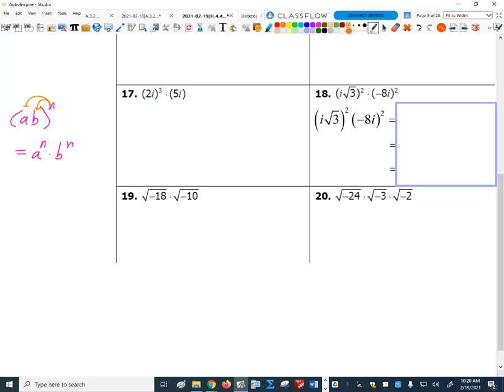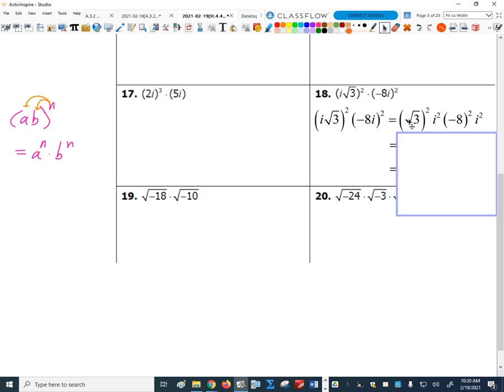So I can do that for both of these cases down here, correct? Here I've got the product of the number i times the square root of 3, squared. So then I can write that as the square root of 3 squared times i squared. Doesn't matter the order, does it? I put the i squared at the end, I could have just left it at the start. So I'm squaring both of those. I'm squaring the i and I'm squaring the square root. Same thing over here. I'm squaring the -8 and I'm squaring the i. And I've got the product of all of those things.